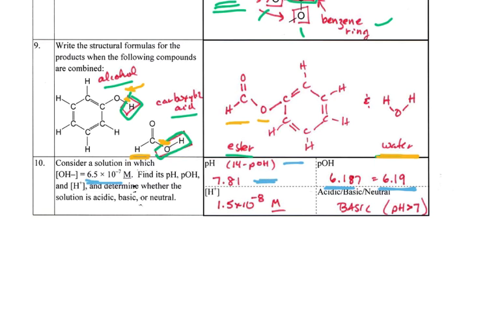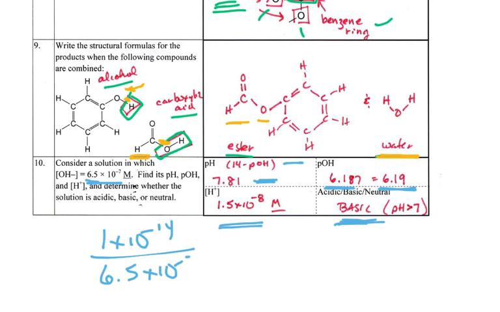Because my pH is greater than 7, I run down here and say that this is basic. So as soon as I know my pH, I say whether it's acidic or basic. Then my last little section to figure out my H+, I just said 1 times 10 to the negative 14 divided by the original number 6.5 times 10 to the minus 7, and that comes out to be 1.5 times 10 to the negative 8 molar, and that's my H+ concentration.